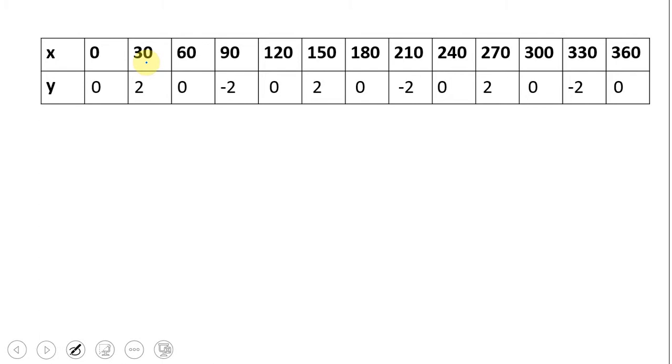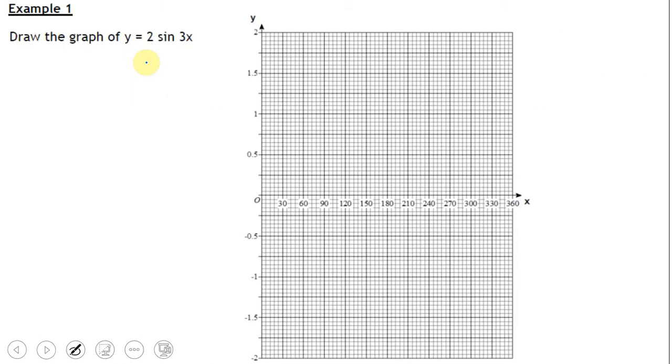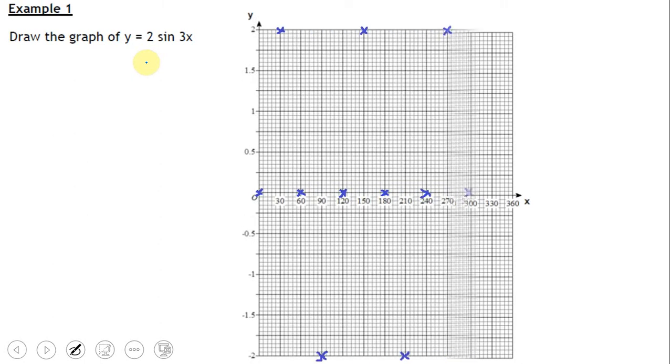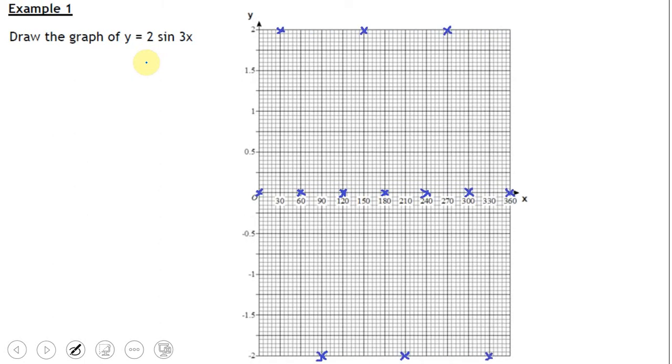Now, we have to then plot all those points on the graph. So each in turn, across the x value and up or down to the y value. So plotting all those points, we end up with this: 0, 0, 30, 2, 60, 0, 90, minus 2, and so on.